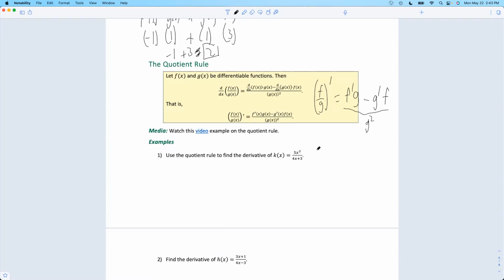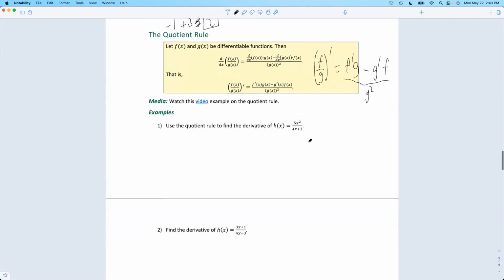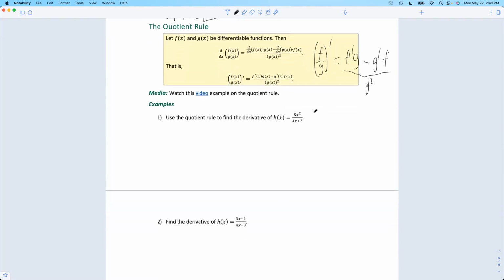Okay, so let's take a look here. We'll do a couple of different problems. Let's call this guy F. So he's 5x squared. And let's call the bottom here G, 4x plus 3. Then K prime will be F prime G minus G prime F all over the bottom squared.